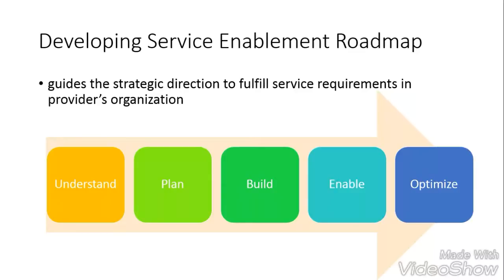Build: transform existing IT infrastructure to deliver services as planned through proven best practice. Enable: enable the organization to rapidly adopt a deployed cloud infrastructure and build administrative competencies. And for optimize: optimize cloud infrastructure and service to evolving business strategy and market condition.